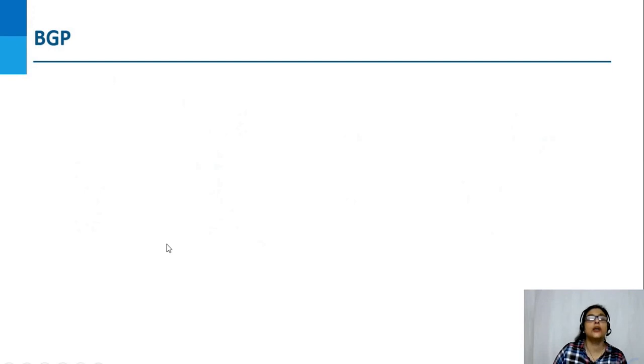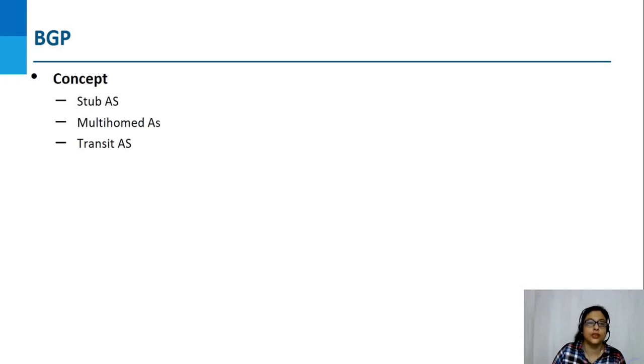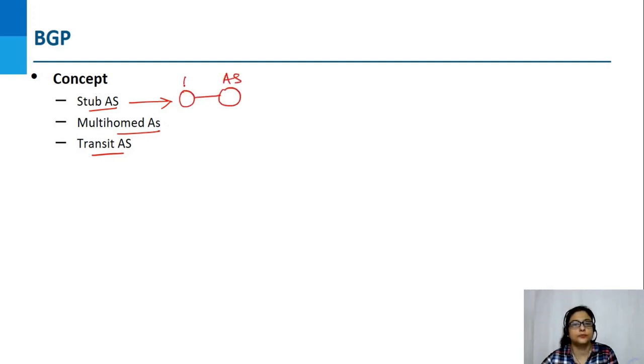Now, let us turn our attention to one of the protocols which is based on path vector routing, and this is called the BGP or Border Gateway Protocol. This Border Gateway Protocol has 3 types of autonomous systems. One is the stub autonomous system, second one is the multi-homed autonomous system, and the third one is a transit autonomous system. A stub autonomous system is one which is connected to only one autonomous system.